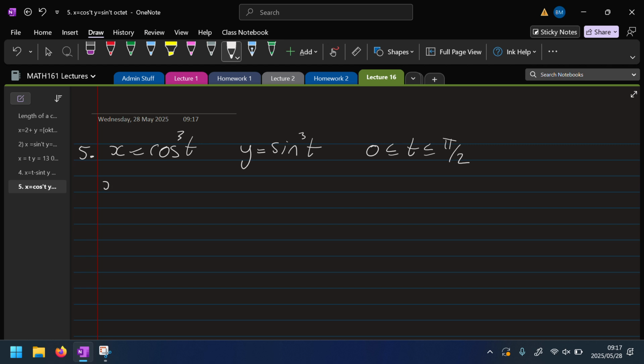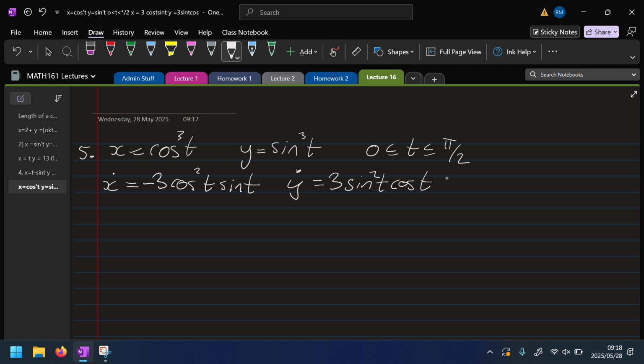Okay, let's do x dot and y dot. So for x dot, the 3 is going to come down. So 3 cos squared t sine t, and then we need the minus there. And then y dot will be 3 sine squared t cos t. It's a little bit of chain rule for that. Okay, so we've got x dot and y dot. Let's substitute it into that formula.